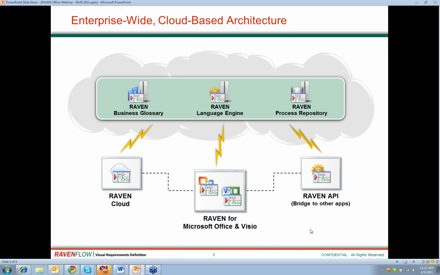And then slide 3 really just gives you a high-level view of the architecture that we're featuring as part of the new Raven for Office product line. And you can see there at the bottom middle, Raven Office and Visio would be the primary client-side environment one would use to leverage Raven. It has connections to the cloud, as we talked about, the cloud interface, as well as to applications enabled through the API.